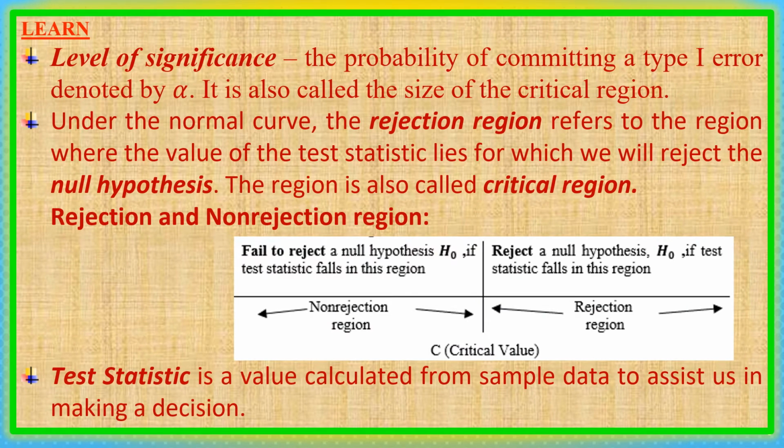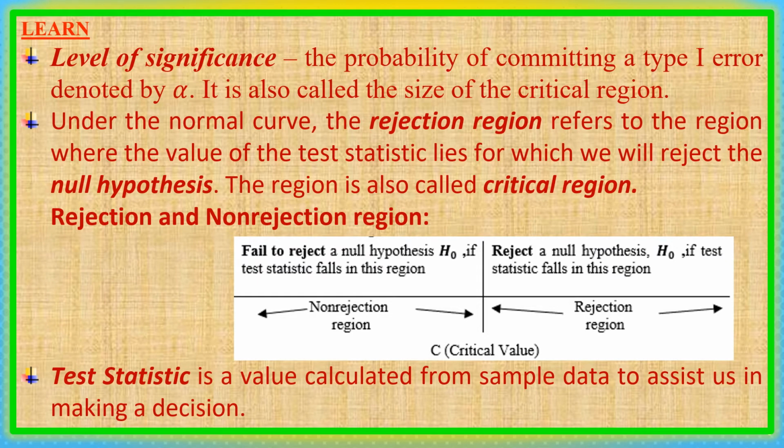Level of significance: it is the probability of committing a type 1 error, denoted by alpha. It is also called the size of the critical region. Under the normal curve, the rejection region refers to the region where the value of the test statistics lies for which we will reject the null hypothesis. The region is called critical region.